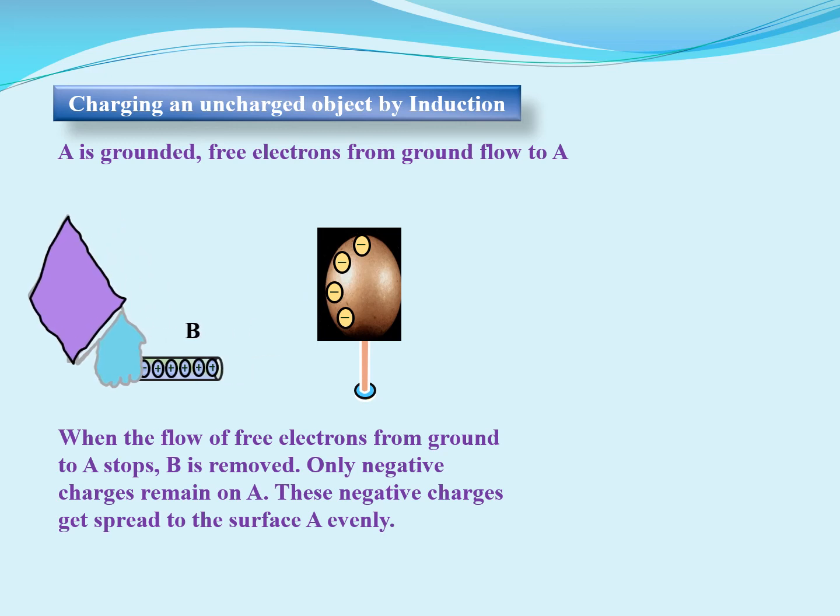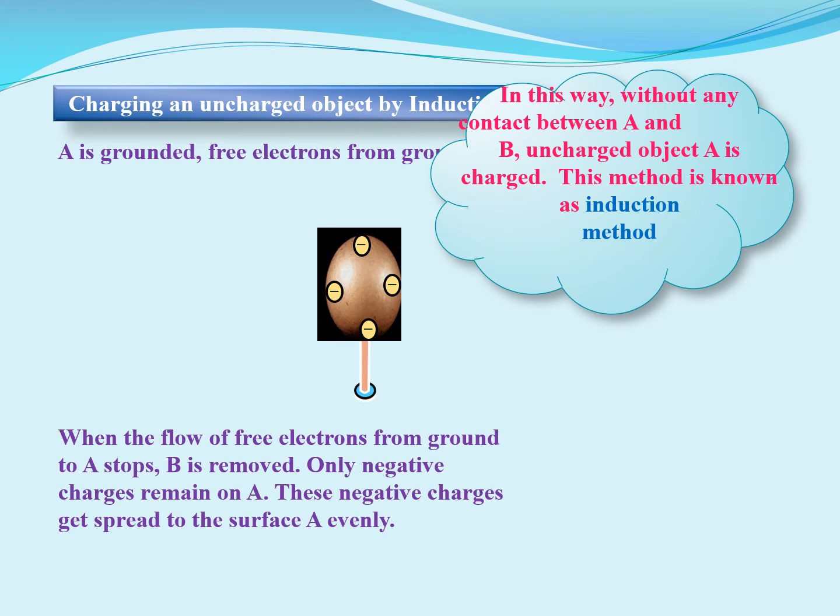And if you now take B away from A, all the negative charges on the surface redistribute their positions, or you can say they start moving away from each other and get evenly distributed throughout the surface. Hence, the surface of body A acts as a negatively charged body. In this way, we can say that without bringing two bodies in contact, we have charged body A by the method of induction.